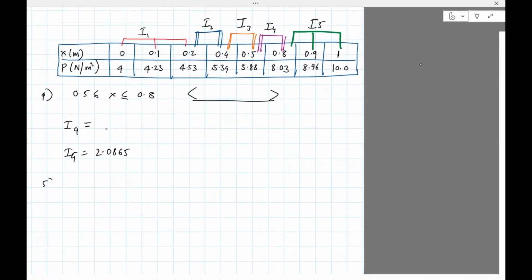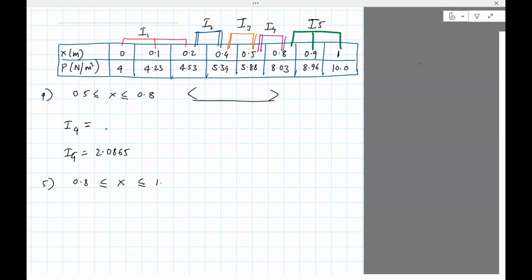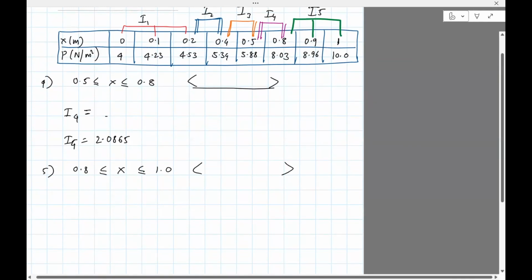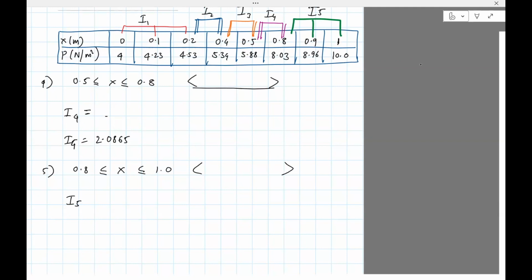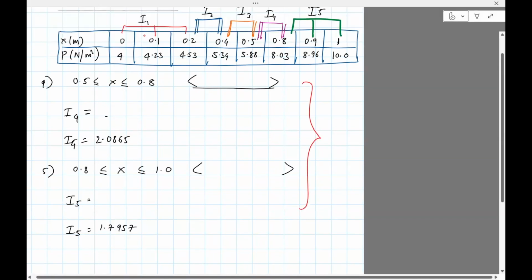So similarly, for the fifth one over here, we have 0.8 to 1.0. Write down what method you'll use. Note there are 3 points. I5, write down the formula and check with my answer, which is 1.7957. So complete.